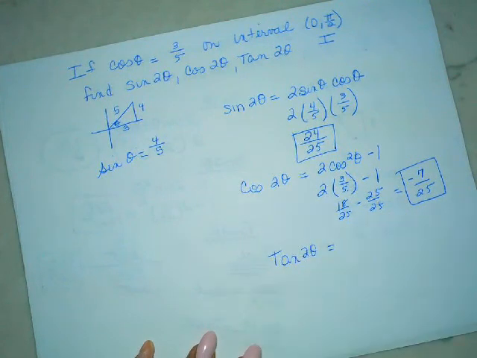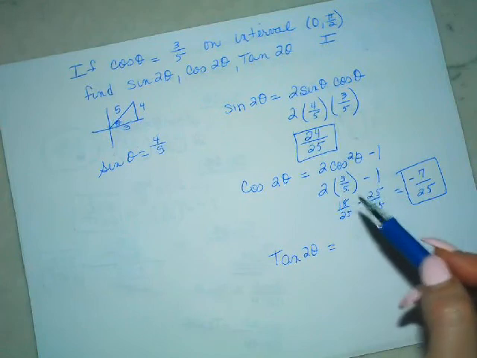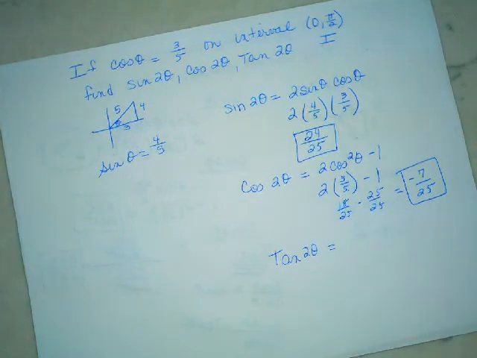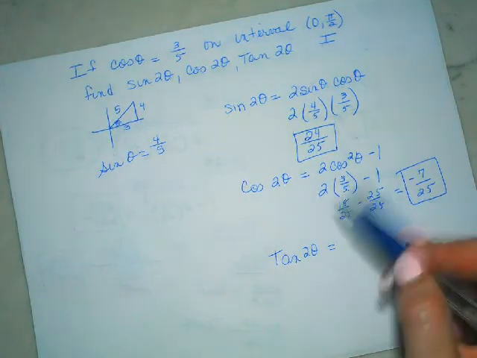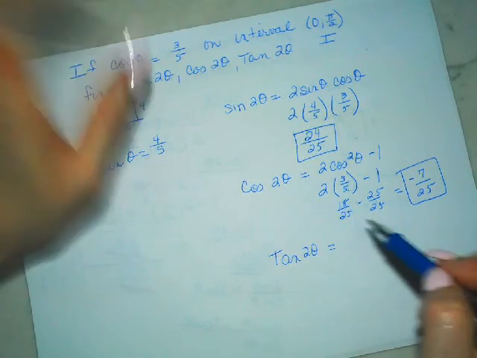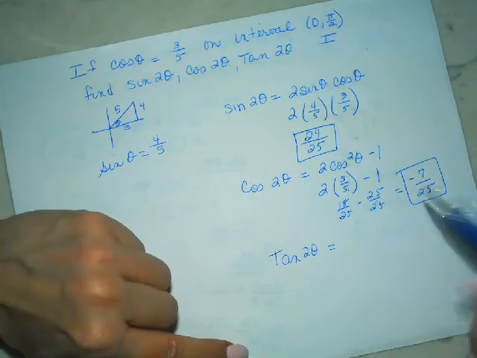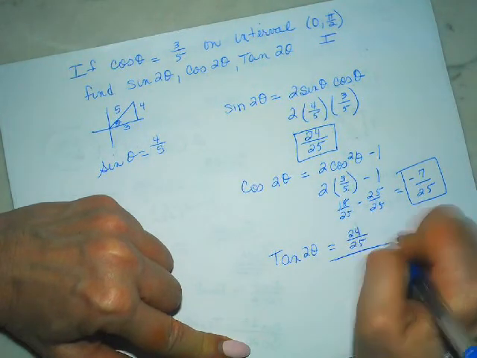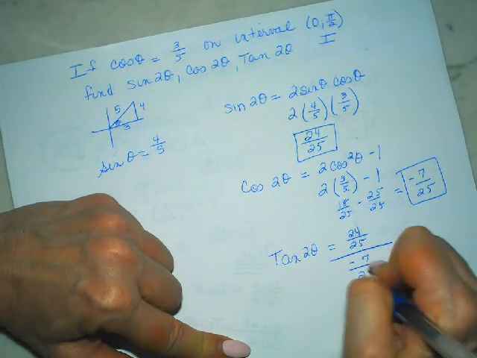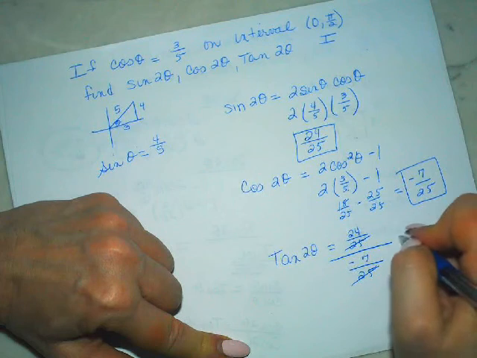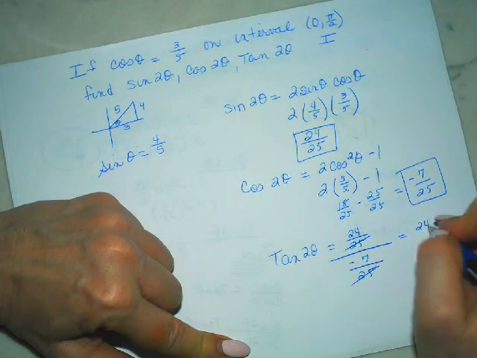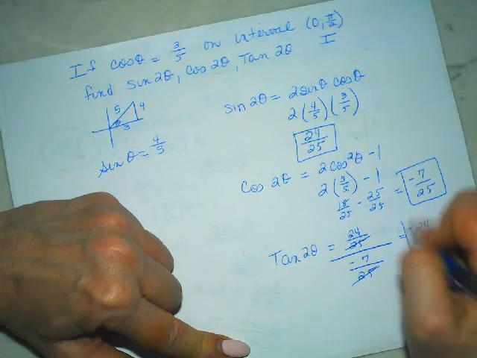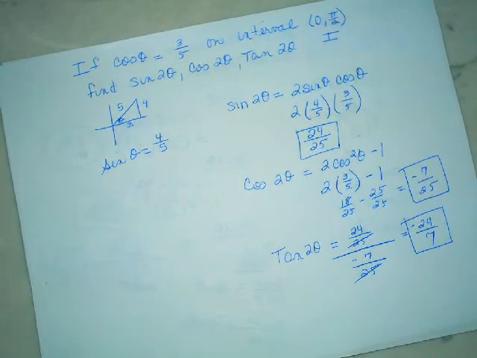And then to find the tangent of 2 theta, and guys, since sine and cosine are going to have the same denominator because it has to be the hypotenuse, the tangent's always going to have the same denominator that's going to cancel out. So it's going to be 24 over 25 over negative 7 over 25, cancel out, and it's going to be negative 24 over 7. So that's the double angle formulas, okay?